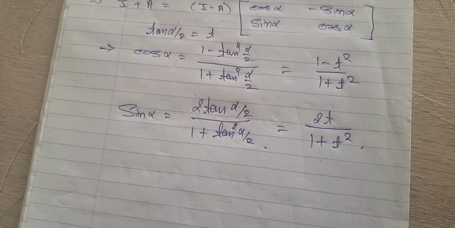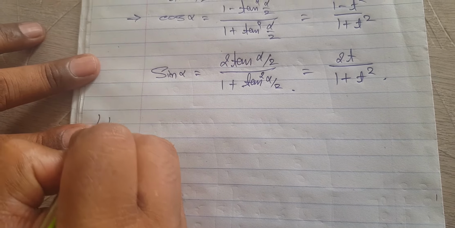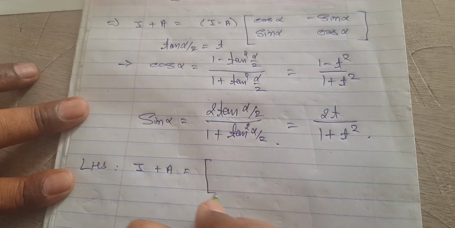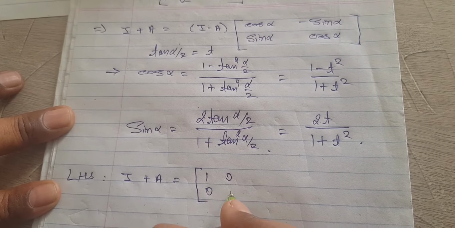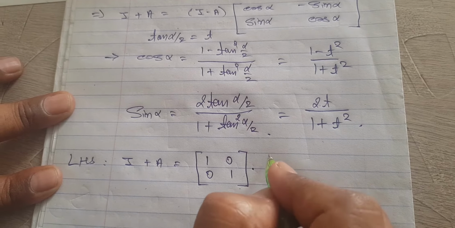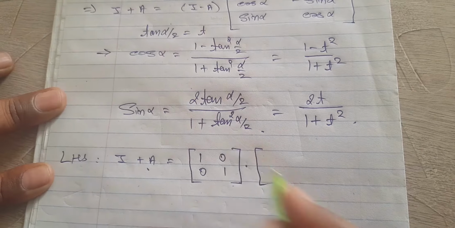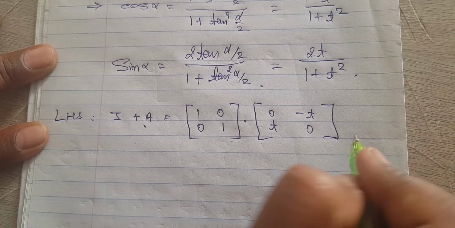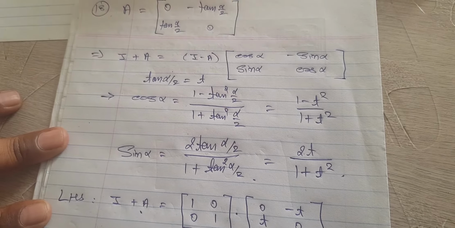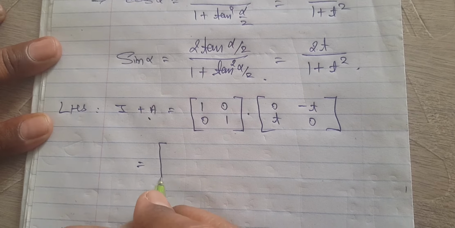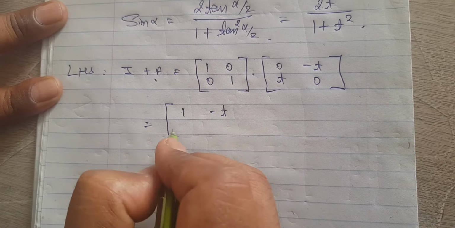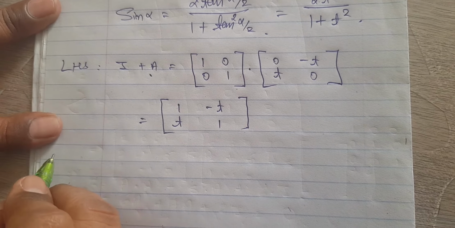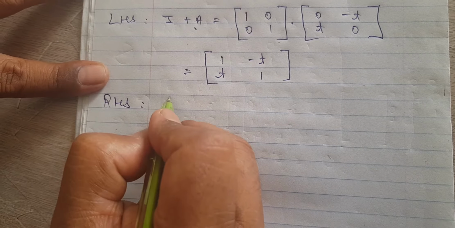Understood this step? Now see, left hand side, I plus A. I is the identity matrix of 2 by 2, means 1 0 0 1, plus A, means this. So can I use 0 minus t, t 0? Why t? Because tan alpha by 2 is t. Now if you add up, then it will be what? 1 minus t, t 1. Is that clear?